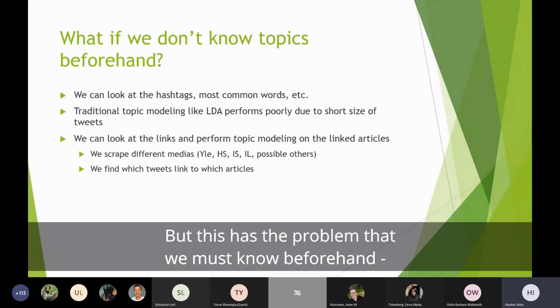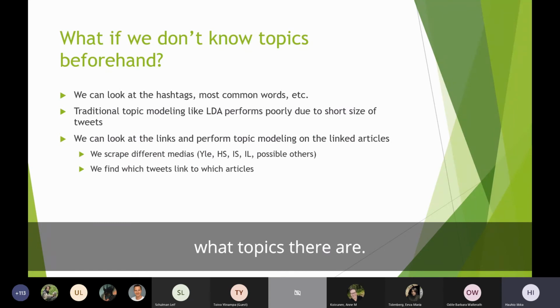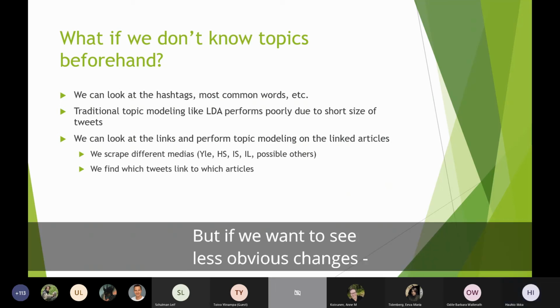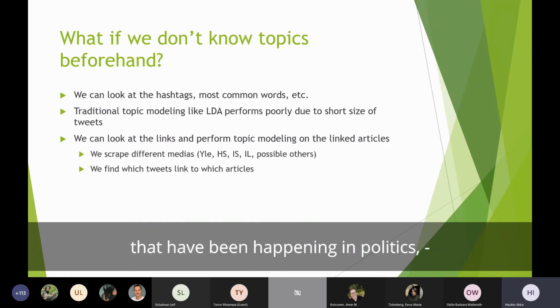But this has the problem that we must know beforehand what topics there are. Corona is an obvious topic, but what can we do if we want to see not obvious changes that have been happening in the politics? So how can we do that?